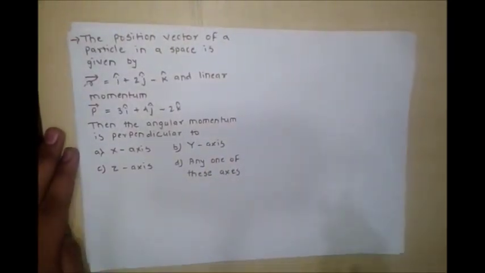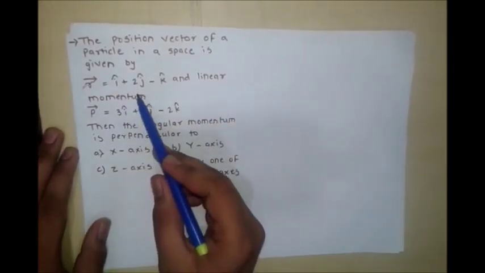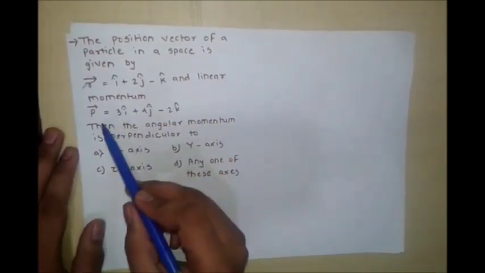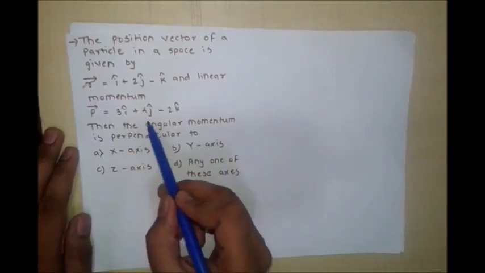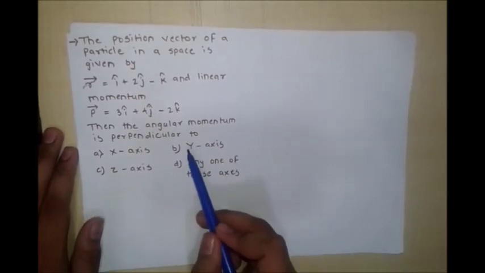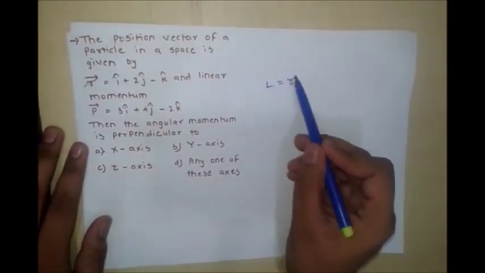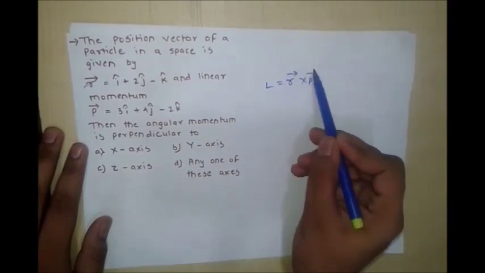The position vector of a particle in space is given by r is equal to i plus 2j minus k and linear momentum p is equal to 3i plus 4j minus 2k. Then the angular momentum is perpendicular to. Now to solve this question we know L is equal to r cross p.